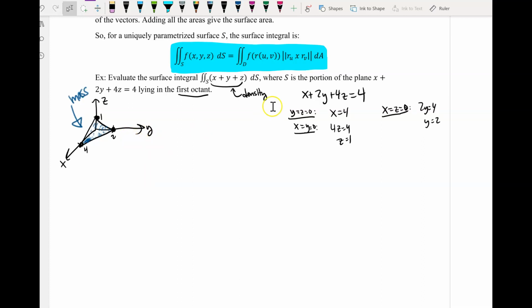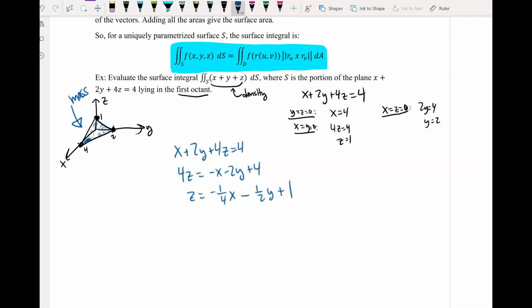Okay, now let's think about this. Is this a really nice parameterization? Yes, we can go ahead and make this into a nice parameterization. And let's solve for the value of z. Okay, so I'm going to have 4z equals negative x minus 2y plus 4, divided by 4. So you're going to get negative 1/4 x, negative 1/2 y, plus 1. All right. So this is going to be our plane, right?